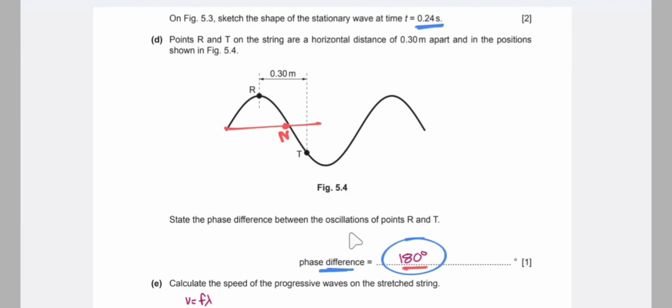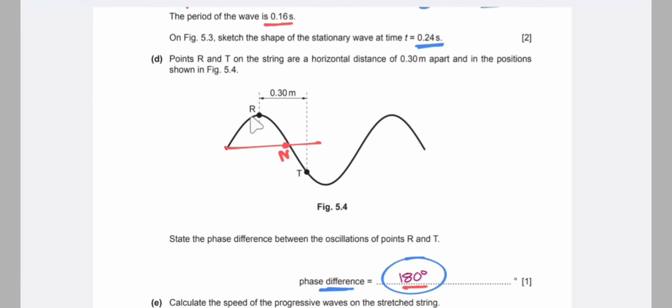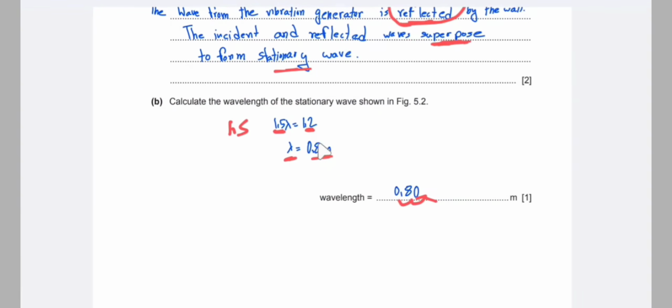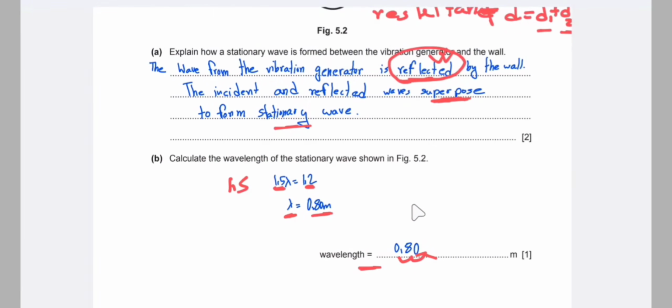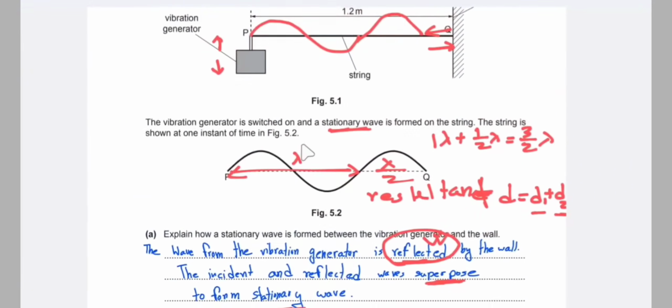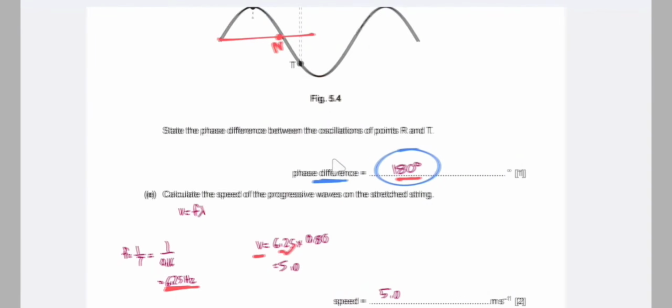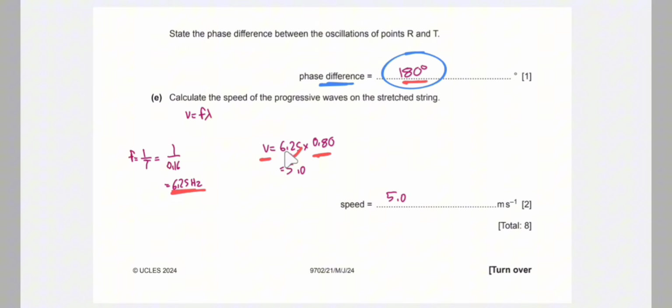Now what is the value of wavelength? So we know the value of wavelength, that is 0.80 meter. So the wavelength for the wave is 0.80 meter. After substituting the value, we get a speed that is 5.0 meter per second, to two significant figures.